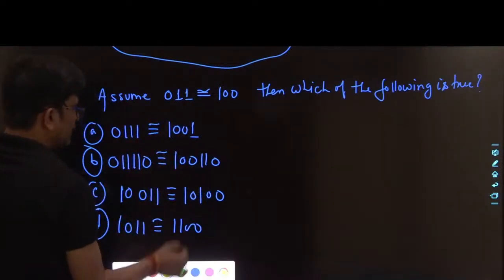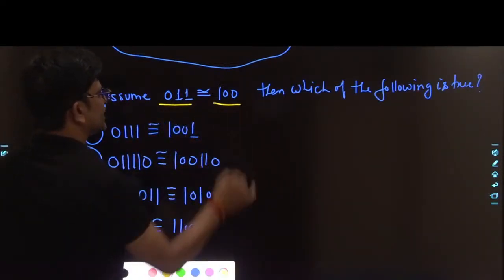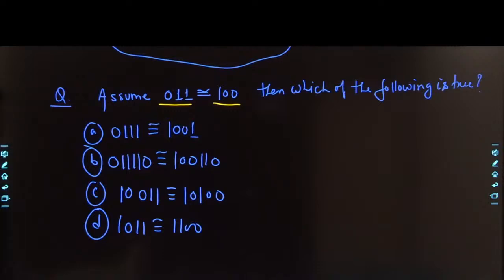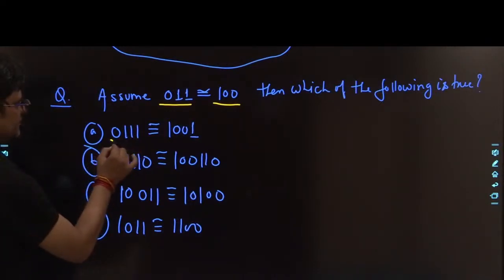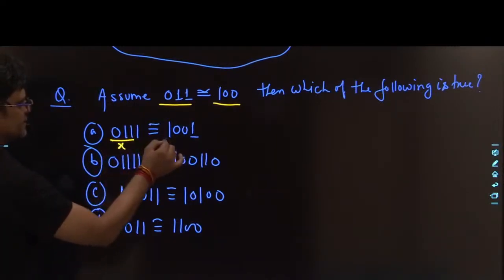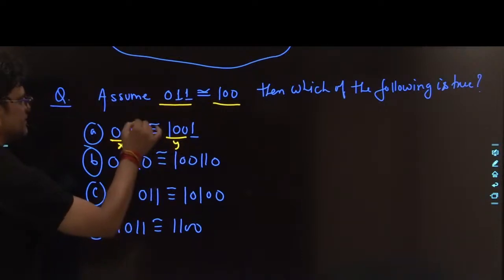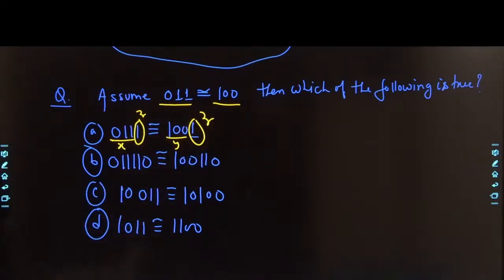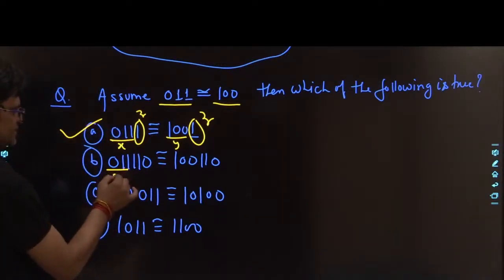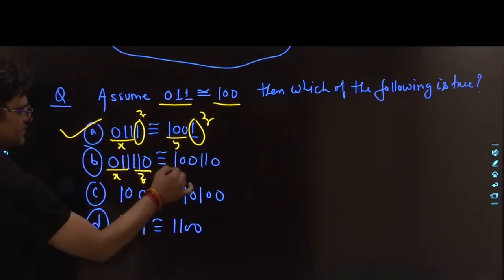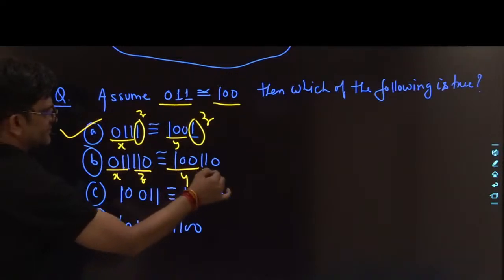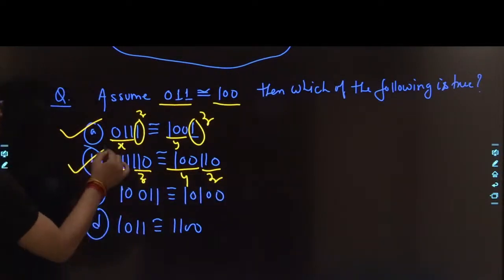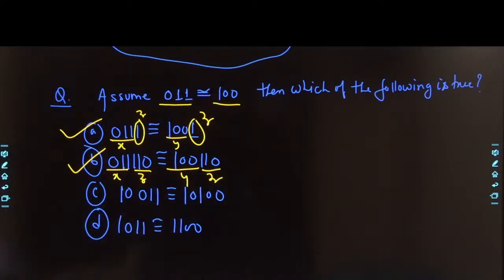See, these two strings are equivalent. So see first option A. Suppose this is X and this is Y. This is Z, this is Z. So we can apply the right invariant property here, so this is true. This is X, this is Z, this is Y, this is Z. So this is also true. We can apply the right invariant property here.